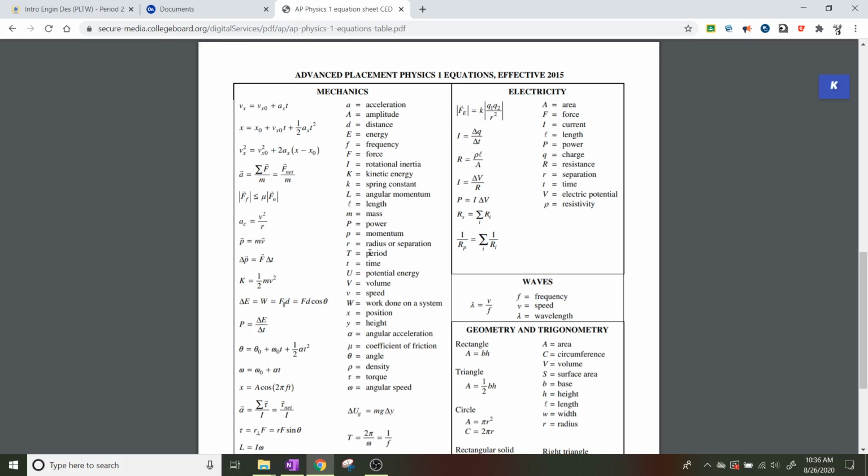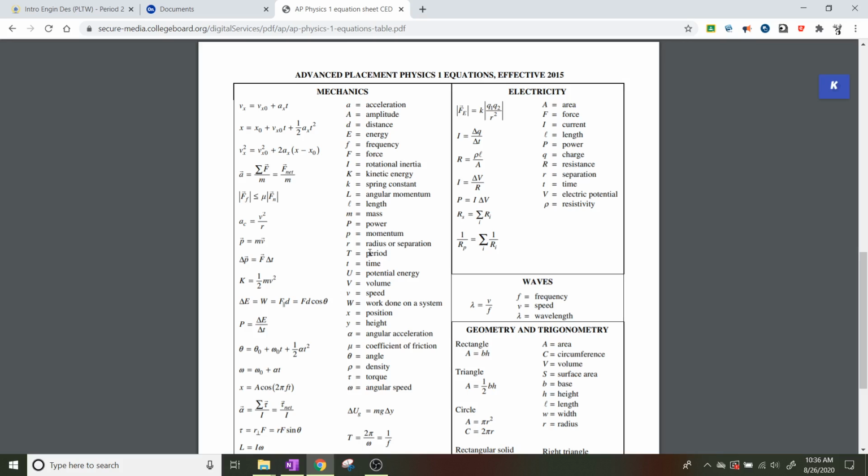All right, so there's a couple of things that we're going to be looking at here. Specifically, let's look at the one that says a_c equals v squared over r. This one looks interesting. What do you think a means? Acceleration, right? What do you think v means? Velocity. What do you think r means? Hmm. Radius, yeah.